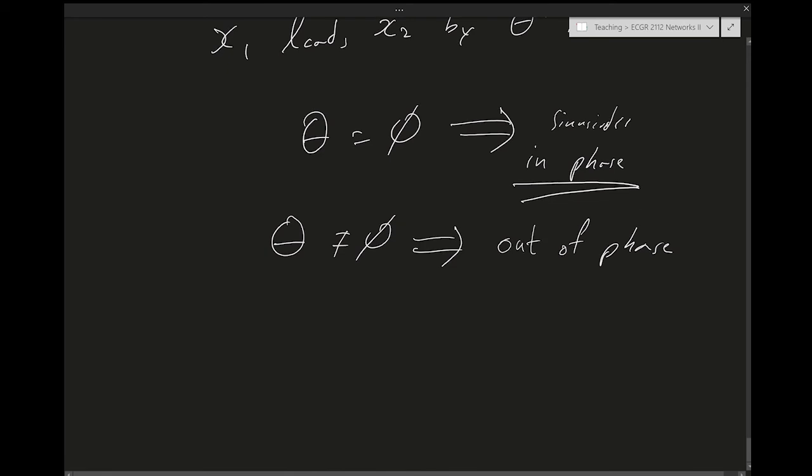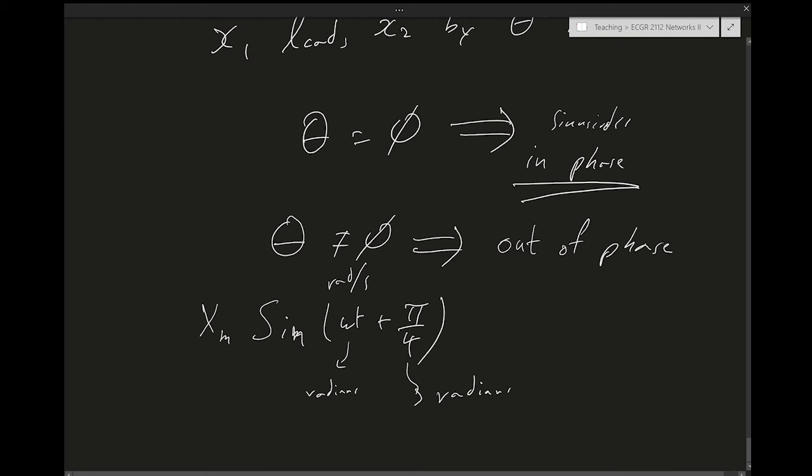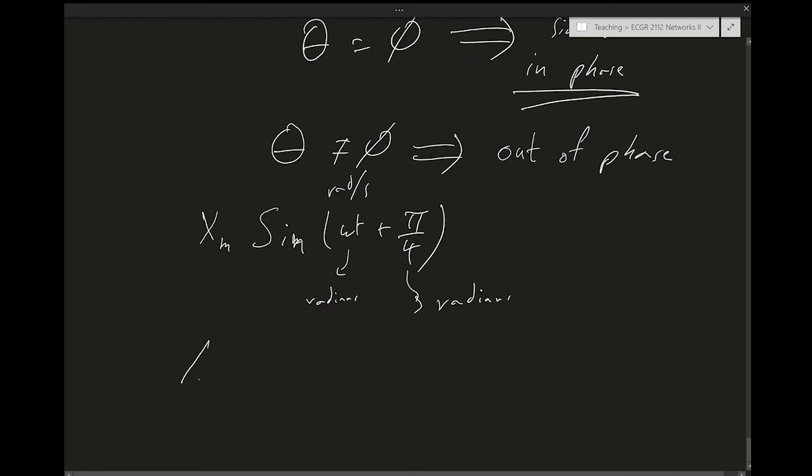In this course, we will mostly be expressing angles in radians. So if I express the sinusoid as xm sine, the magnitude, omega t plus pi over 4, let's say, I express the angle in radians always, because omega t is always in radians, because omega is radians per second, right? But as a shortcut, I could write something like this.